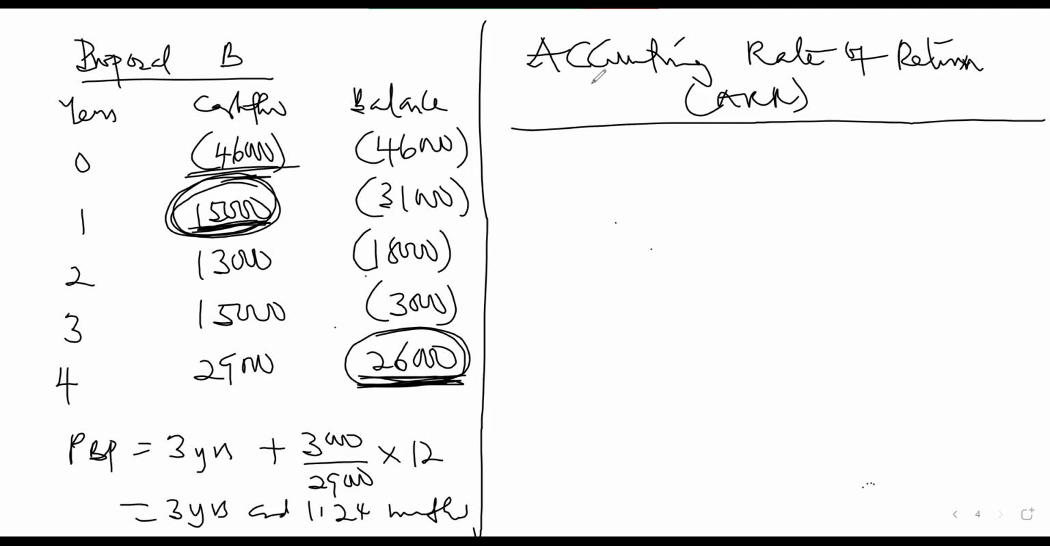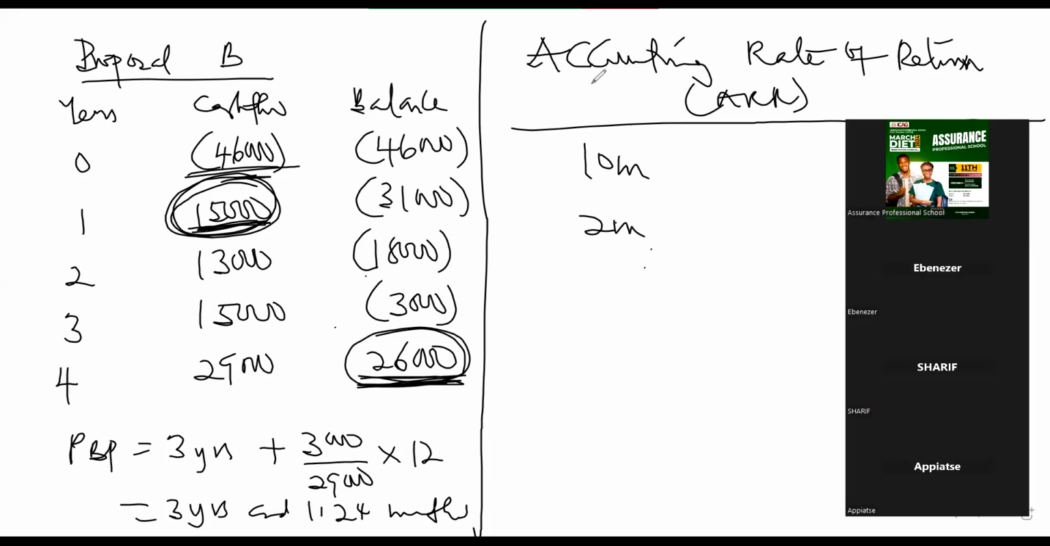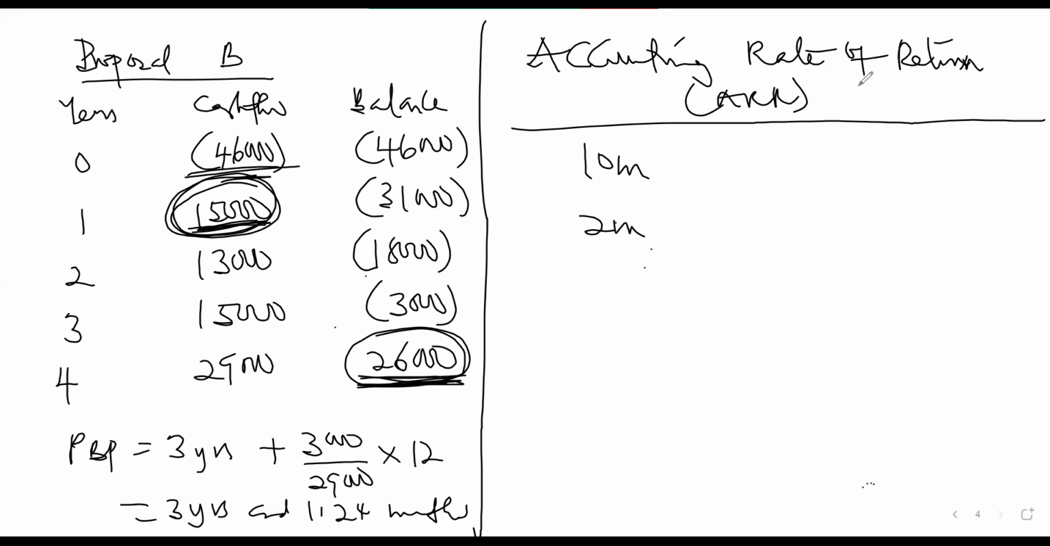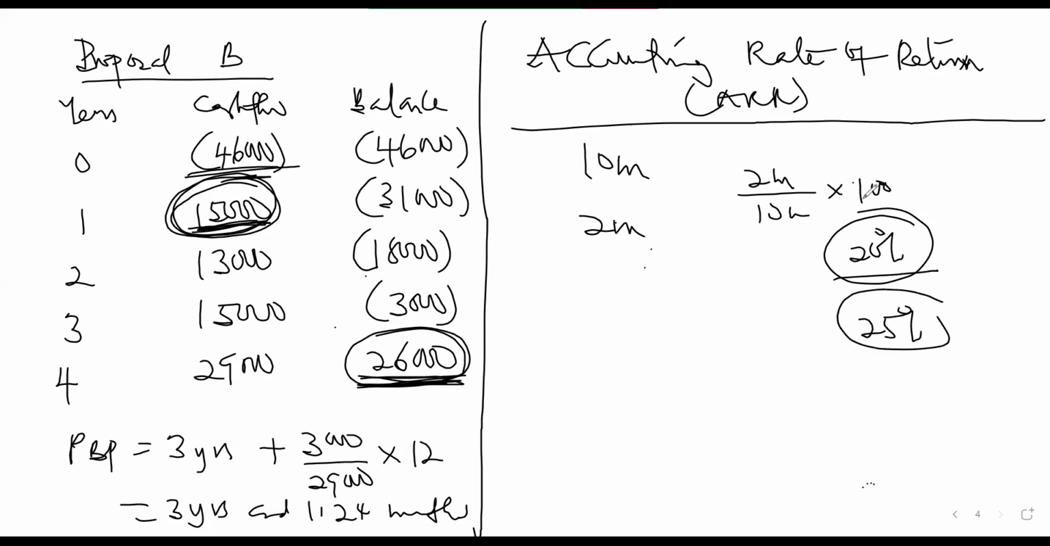So if you are investing 10 million into a project, and the project is giving you 2 million, what will be the return in terms of percentage? It will be 2 million over 10 million times 100. So that will give us 20%. So the question now is, if I invest my money somewhere else, I will be getting 25%. So I will not invest in the project, but I will invest it somewhere else, because it will be giving me a higher return.